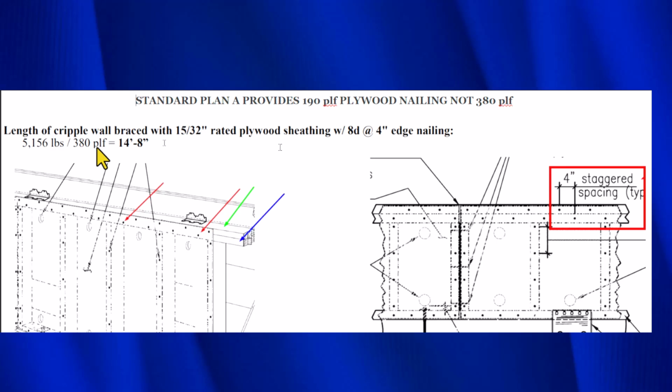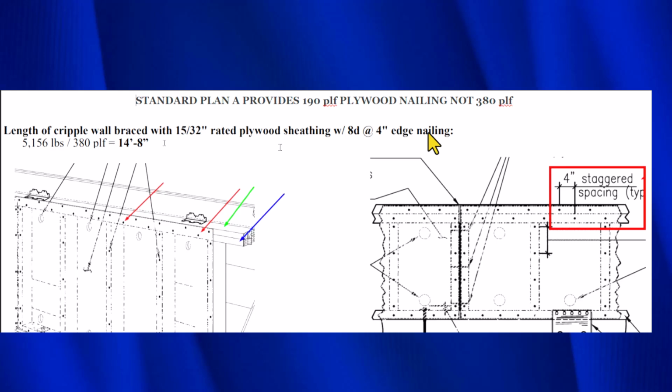And we get the 380 pounds per linear foot by the rated plywood, 15/32 rated plywood, with 8-penny nails, 4 inches on center. So that's what it's supposed to be. Notice here where it says 4 inches edge nailing. Now that does not say staggered nailing. Now one of the first things that any engineer will tell you, if you deviate from the plans, you must talk to the consulting engineer.